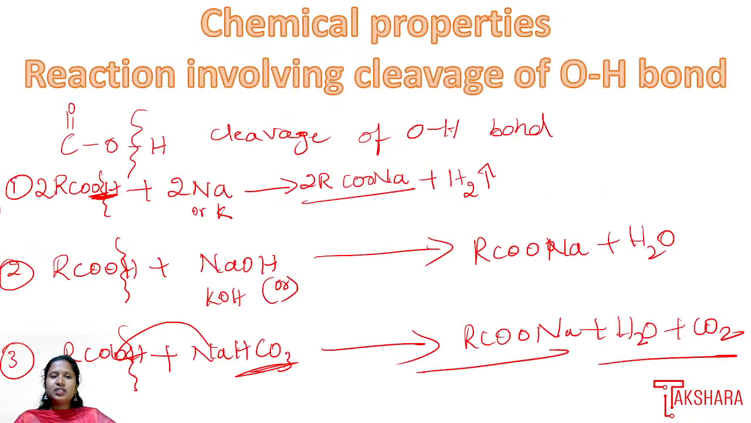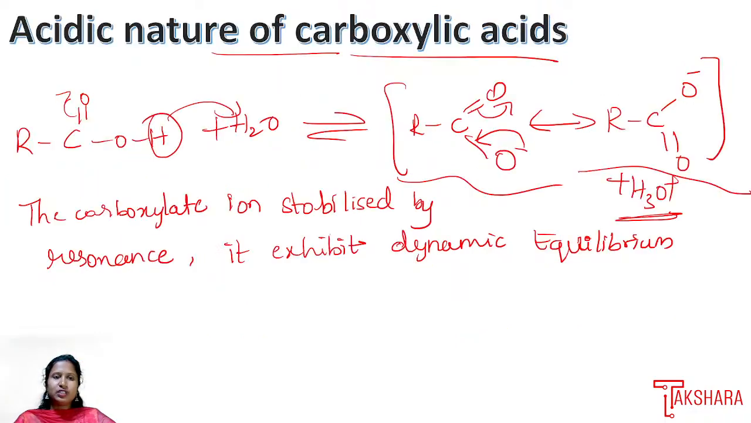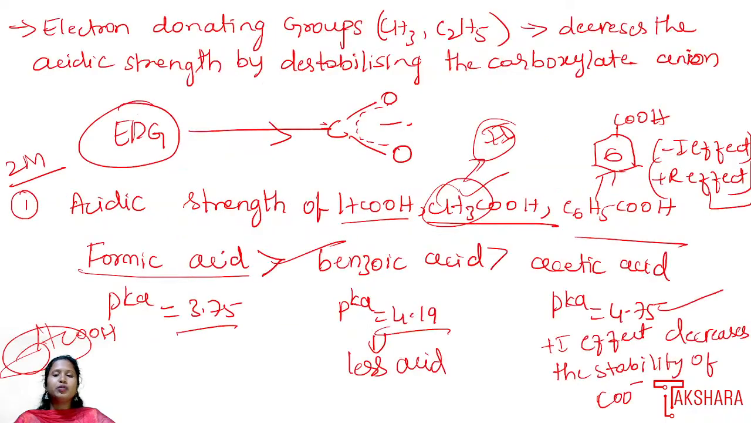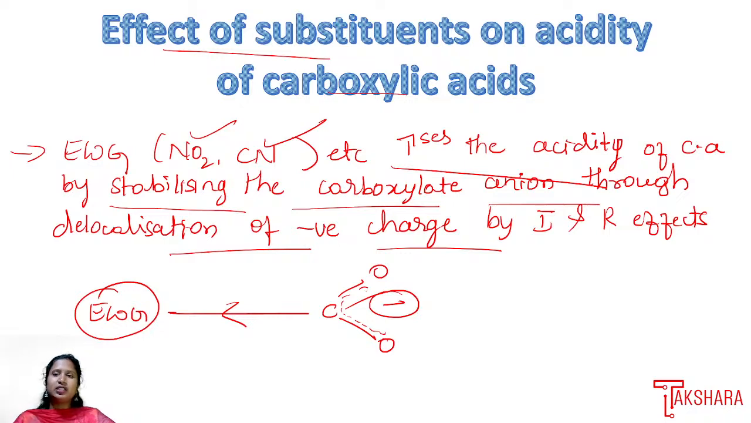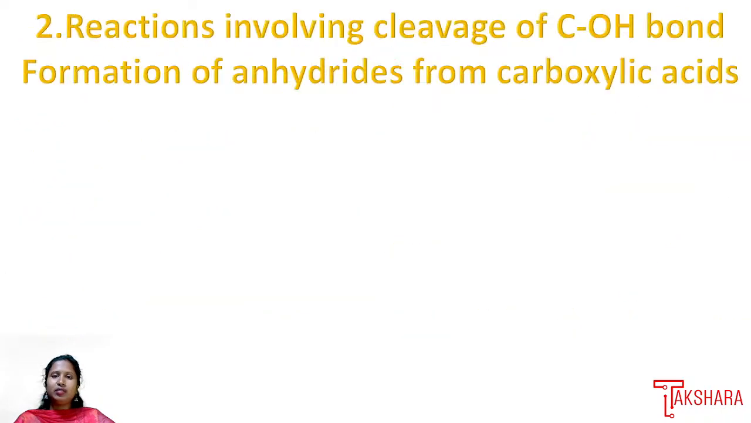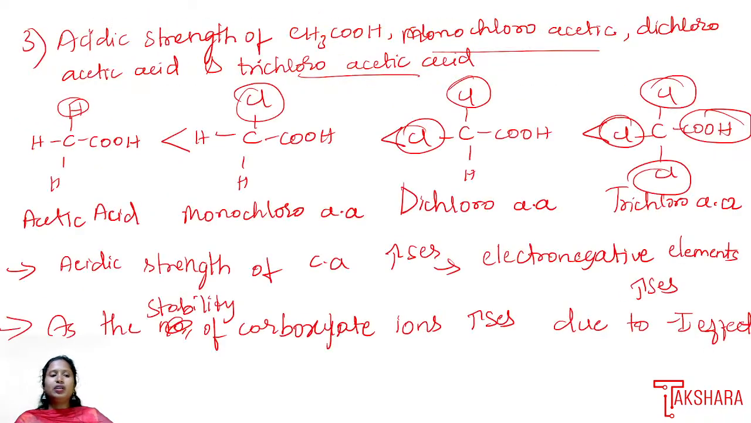We discussed physical properties, and also cleavage of the OH bond in carboxylic acids, how it cleaves and what products are formed, that also we discussed. Then the acidic property of carboxylic acids, and when substituent groups like electron withdrawing groups and donating groups are attached, how the carboxylic acid shows the acidic property, that also we discussed. Then after that we studied a few important questions which may be asked in 2 marks in the exam. Okay, so that is the acidic strength of carboxylic acid.